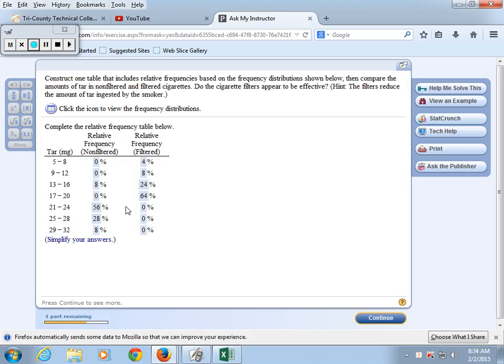So it looks like the non-filtered, you're talking about 21 to 24 is 56%. So what does the filter do? Yep, so teeth get less yellow, I guess.